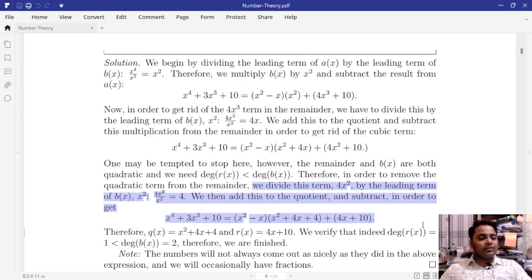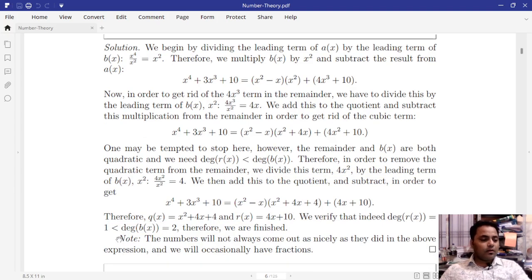So therefore Q(x) is equal to x square plus 4x plus 4 and R(x) is equal to 4x plus 10. We verify that indeed the degree of R(x) is equal to 1, which is less than the degree of B(x), that is equal to 2. One thing is important to note here: the numbers will not always come out as nicely as they did in the above example, and we will occasionally have fractions.